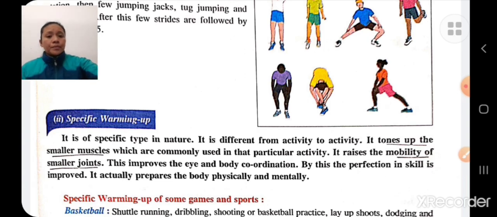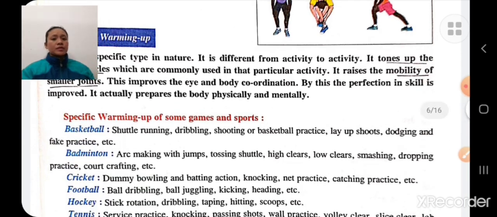Specific warming up, like in basketball: shuttle running, dribbling, etc. In football: ball dribbling, ball juggling, kicking, heading, etc. These are some specific warming up.